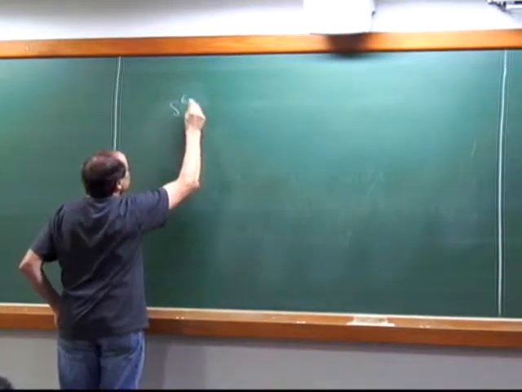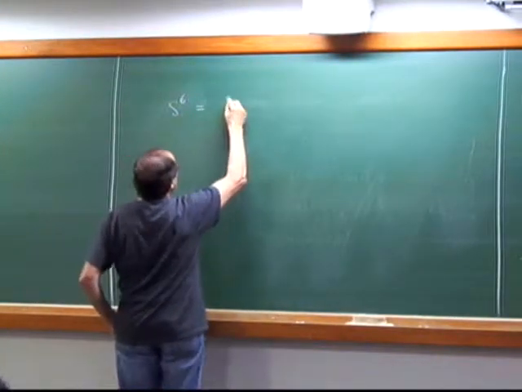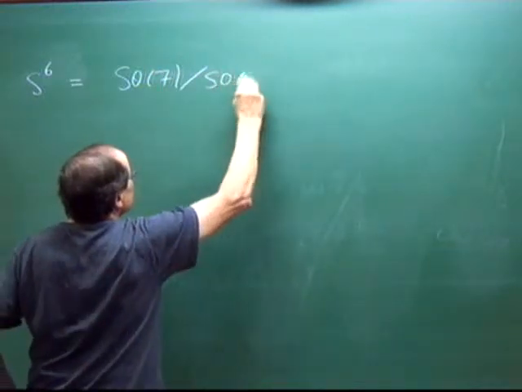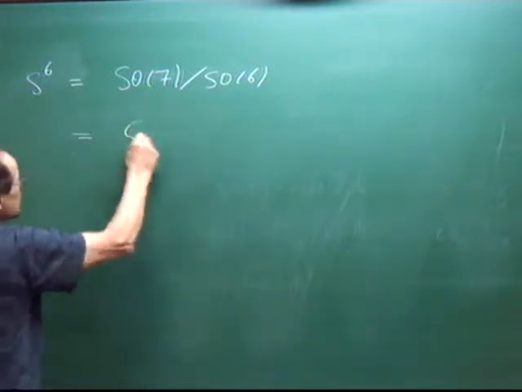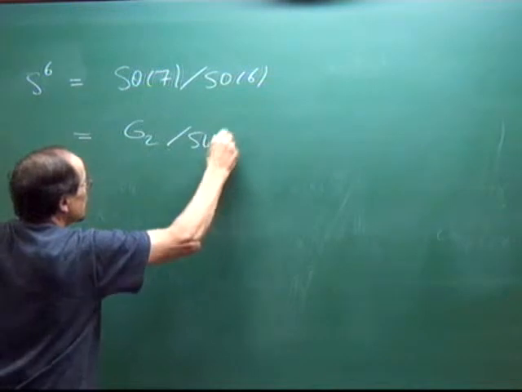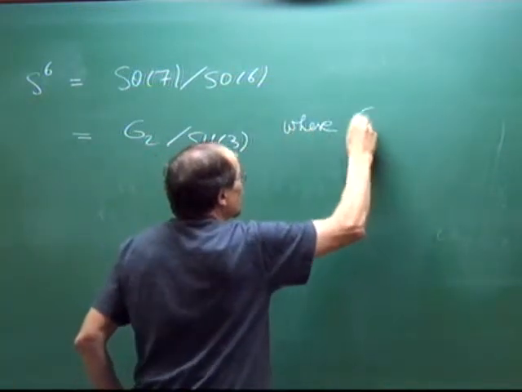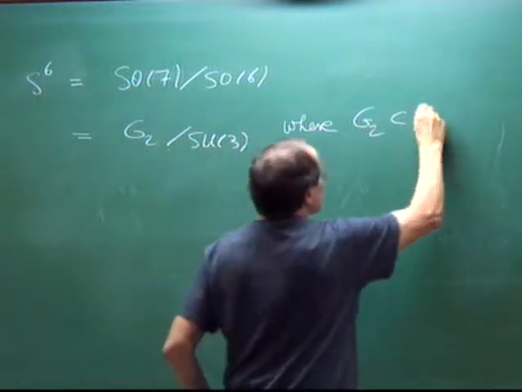First is a fact about S6. Remember, S6 as a homogeneous space is SO7 mod G2, not SO6. It's a standard way of viewing a sphere as a quotient of corresponding orthogonal groups, SO7 of course acting on R7, which acts on the 6-sphere. And now we get another equality, that this is G2 mod SU3, where remember that G2 sits inside SO7.